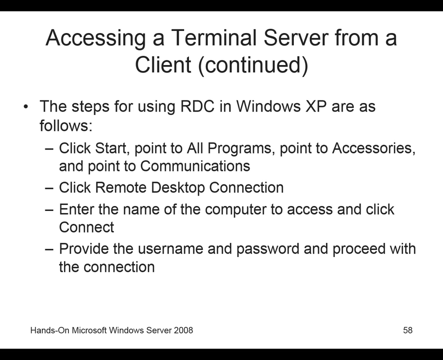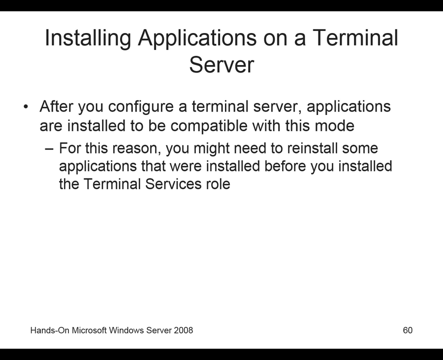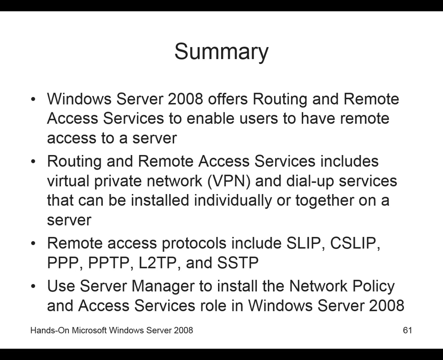Okay, steps for using RDC in Windows XP. You have to go into the properties on the server, whether you go into computer, my computer, whatever it's going to be called, depending on your operating system. Right click, go down to system properties, brings it up, go to the remote tab, and then click allow remote connections. If you don't, you're not going to be able to remote into that computer, right, Jerry? And then installing applications on the terminal server, you can install them as long as they're server-based applications, and it makes it easy. Any questions on that?